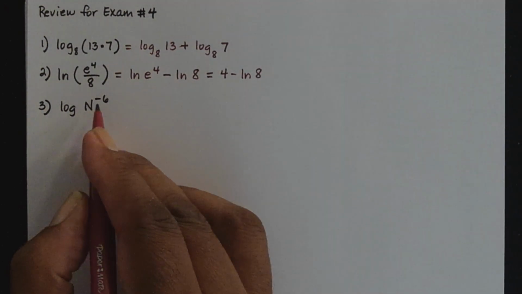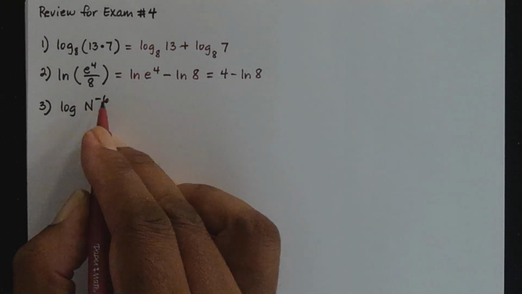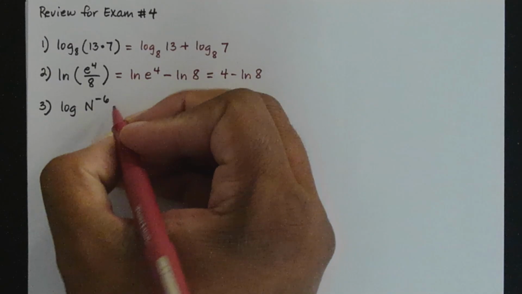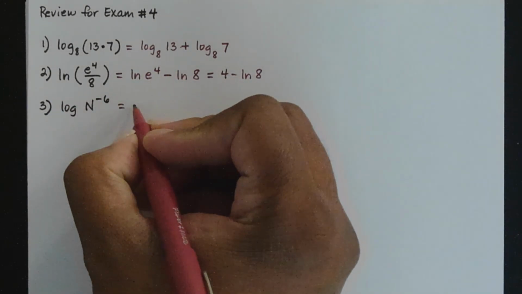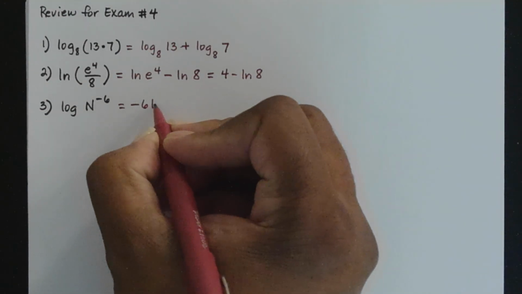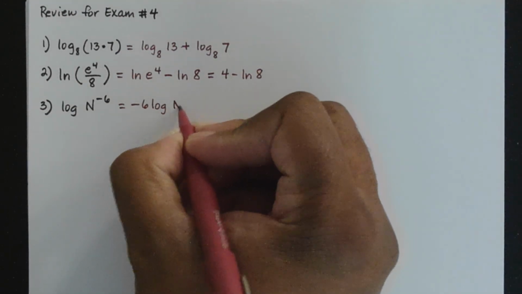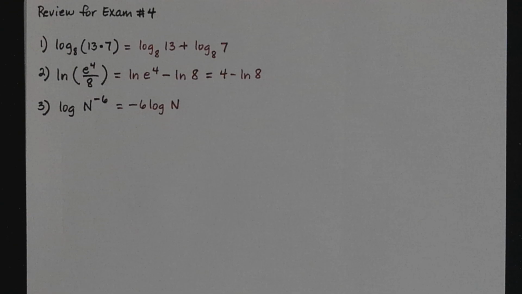The power rule. Because here that exponent of negative 6 tells me I need to use the power rule. And when I do that, I need to bring that exponent in front of the logarithm. So that negative 6 would go in front of the log of n. Now I'll go no further than that. So log of n to the negative 6 would be negative 6 times log of n. Okay. Are there any questions about problem 3?